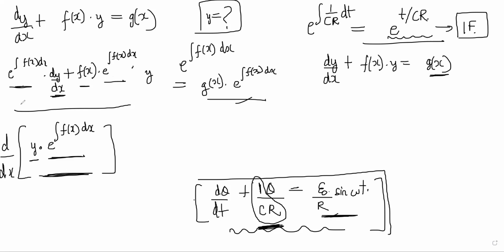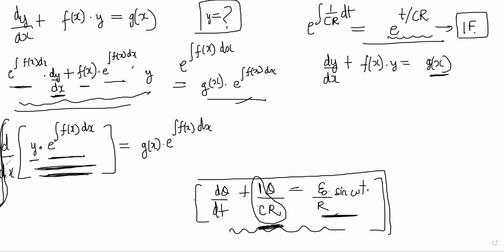So basically you can see that these two terms here are actually the differentiation of this, which is equal to g(x) into e power integral of f(x) dx. Now I will integrate this. If I integrate both sides, then obviously the integral and dy/dx will cancel. We get y into e power integral f(x) dx equal to the integral of g(x) into e power integral of f(x) dx, right?